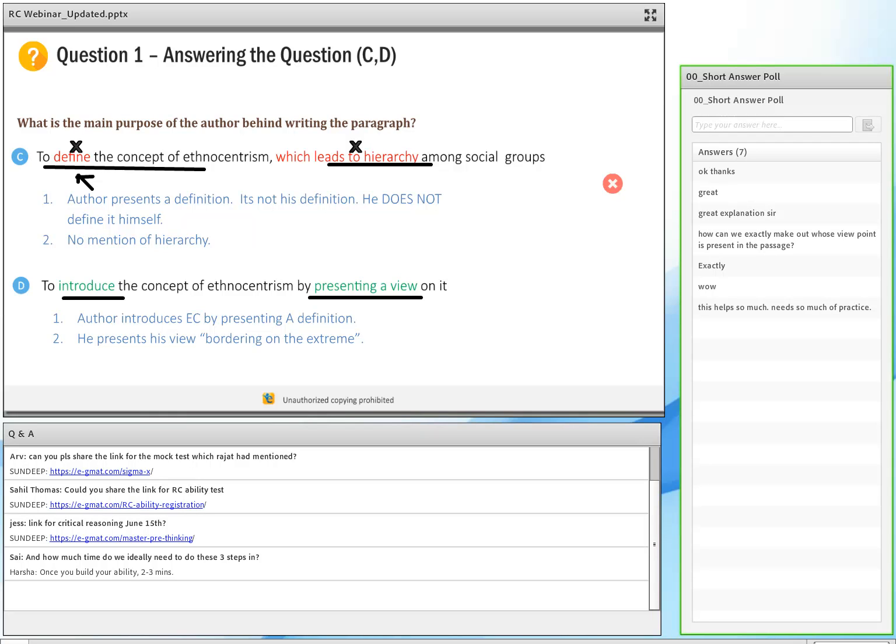Give me 1 second, guys. I'm going to just get the passage over here.